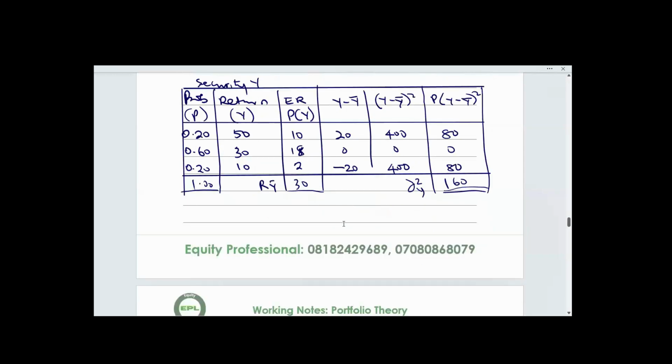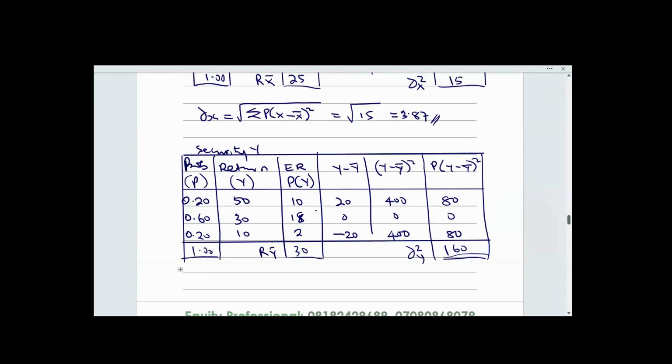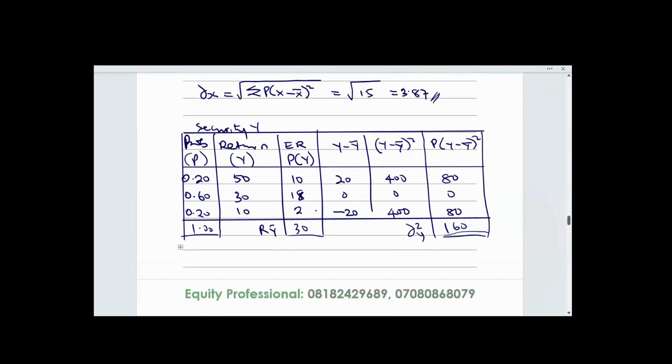Talk to me. What's your question? I am a bit lost. I got up to expected return from the probability of the Y. After this expected return, I understood how we got the expected return, which is 0.20 times 50 and so on. After then, I don't know how we got the other figures.